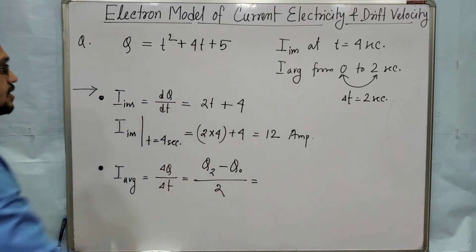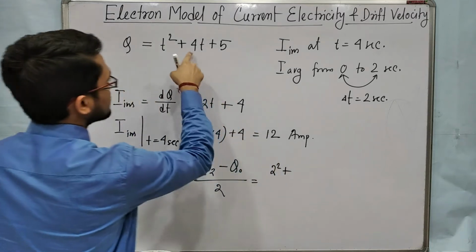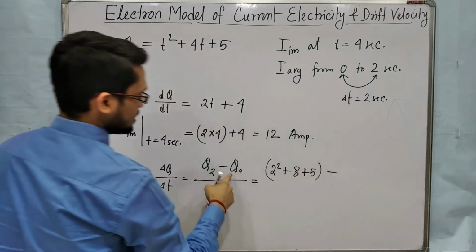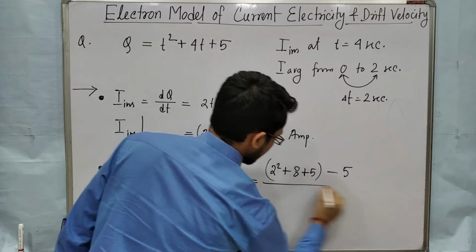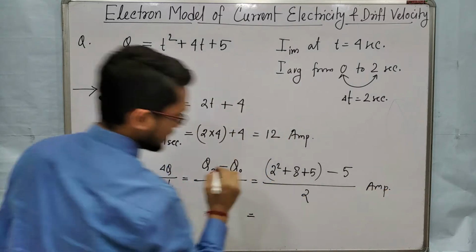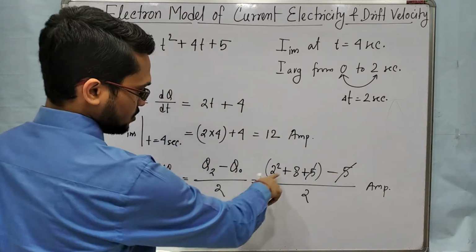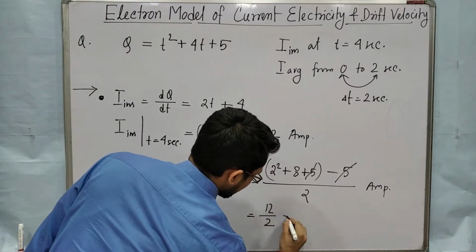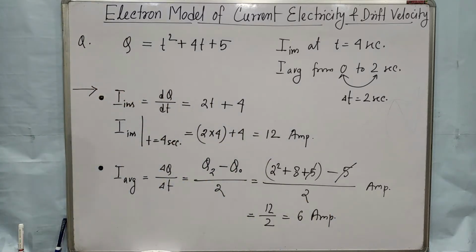So find q at 2. q at 2 means 2 square plus 4 into 2, which is 8, plus 5, minus q0. q0 means only 5, all divided by 2 ampere. Calculate this; the 5 cancels out. You will get 2 2s are 4 plus 8, 12, by 2, that means 6 ampere. So in this way we have to calculate.